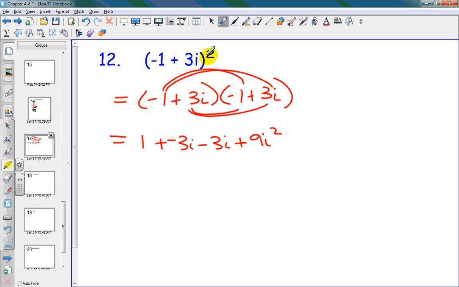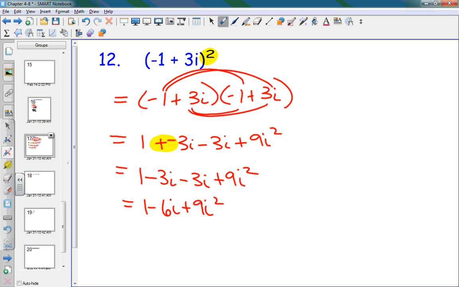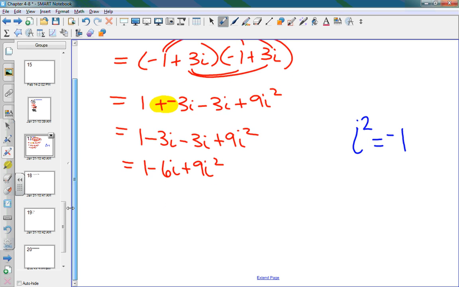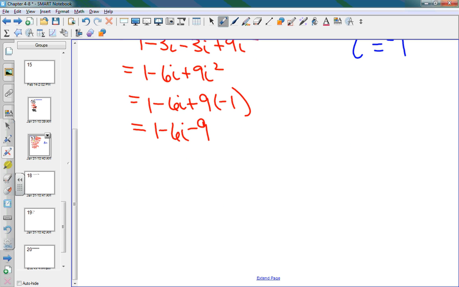How many of you are thrown off right now that I wrote plus negative? Just for those of you who might be thrown off, that's the same thing as saying minus there, just so that you're with me. Do I have any like terms? Sure do. -3i and -3i is -6i, plus 9i squared. What's the important thing to remember? i squared is -1. So here I'm going to have 1 minus 6i plus 9 times -1. And that's going to give me 1 minus 6i minus 9. Like terms, -8 minus 6i.